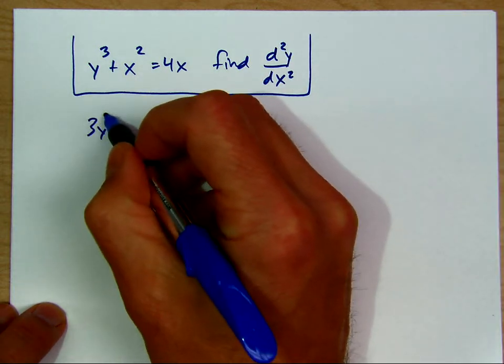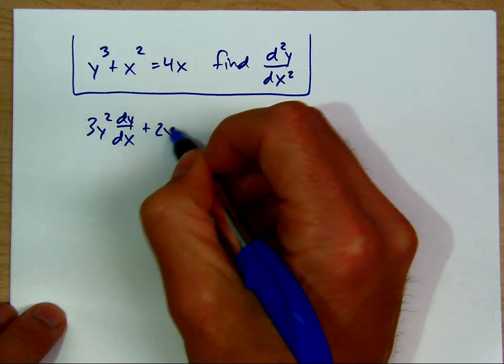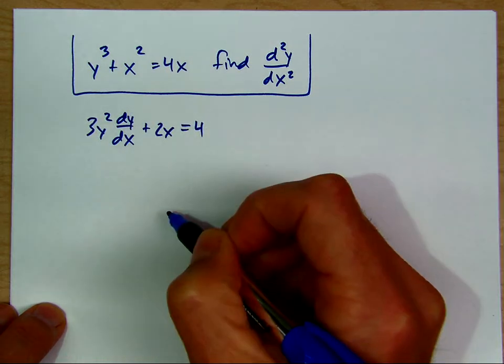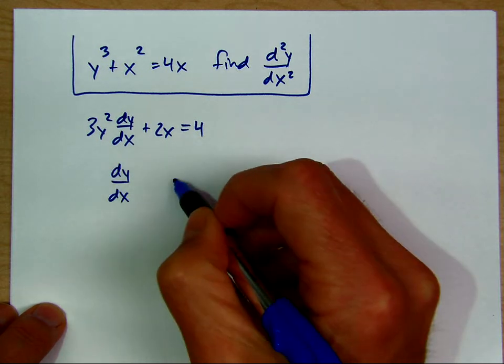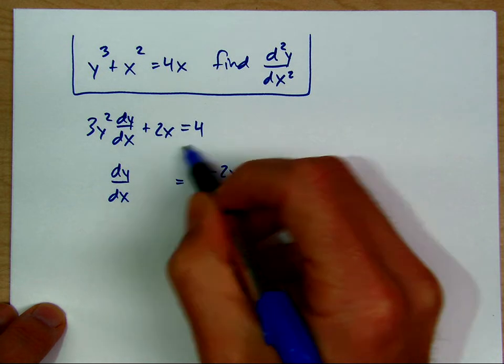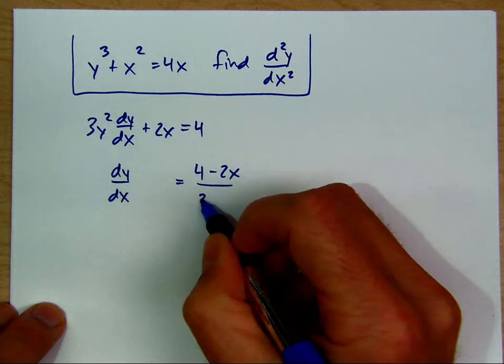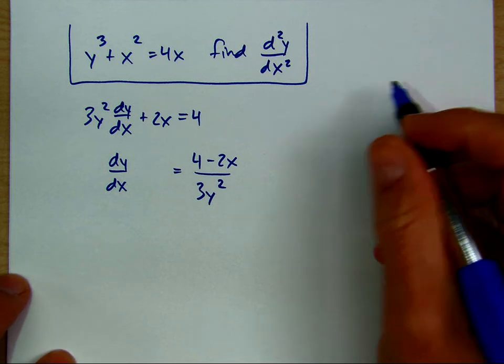3y squared dy/dx, 2x, 4. Isolate the dy/dx, and we're going to subtract 2x and divide by 3y squared. That's the first derivative. And now we do the derivative of this.